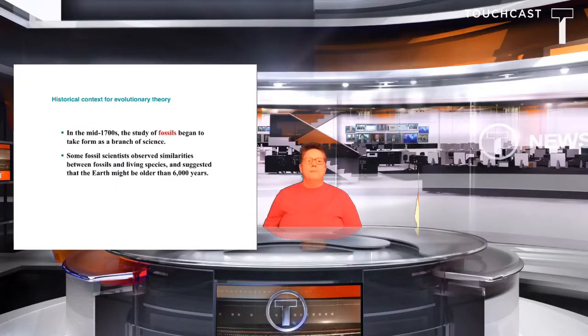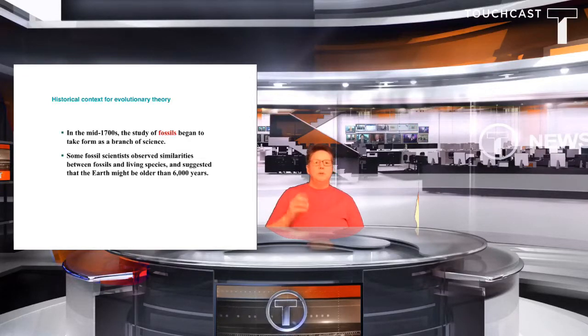Okay. Well, fast forward to the mid 1700s or so, where the study of fossils really began to take form as a branch of science. And fossil scientists were really looking at the fact that there were species that were alive in the past that are no longer around today, and that these species resemble living species, but no longer on the planet. And this started people thinking, maybe the Earth is a little bit older than 6,000 years.